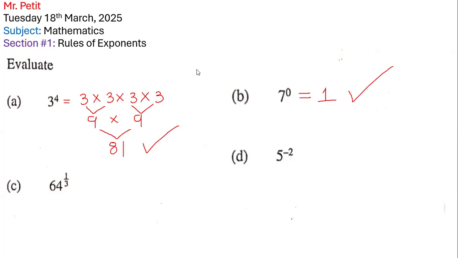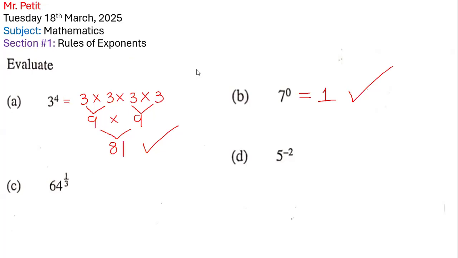How are we going to do C? I think C is weird. I have a question. I think I know how to do this. Anything with a fraction is okay. Put 64 over 1, and keep 1 over 3, and then we try to solve it.